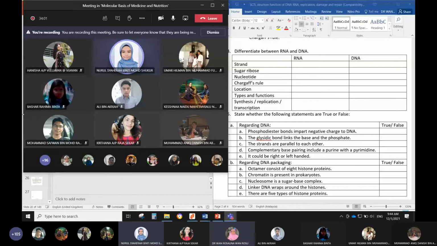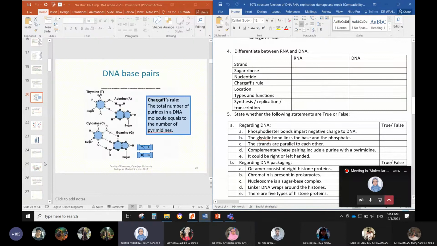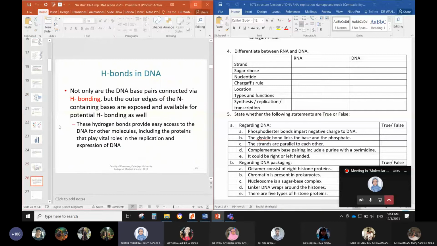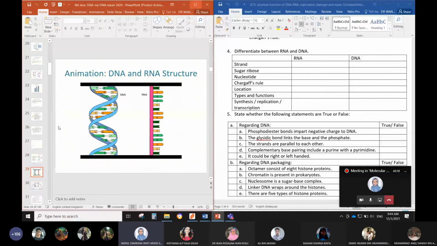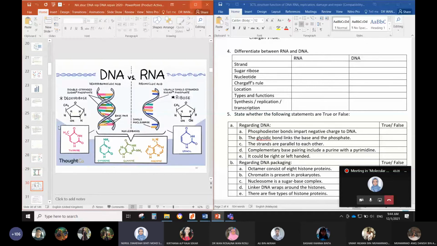RNA has one strand and DNA has double strand. The sugar ribose: RNA is made up of ribonucleic acid, and DNA is made up of deoxyribonucleic acid. And the nucleotide, I'm quite not sure. And for the Chargaff rule, I think for DNA they have pairings, and for RNA, since they are single strand, they do not have any pairings.